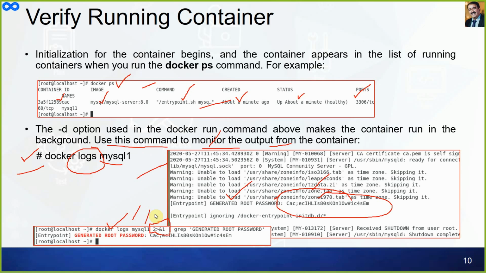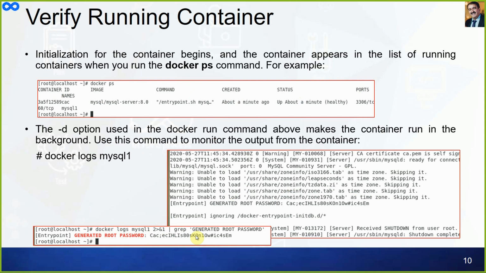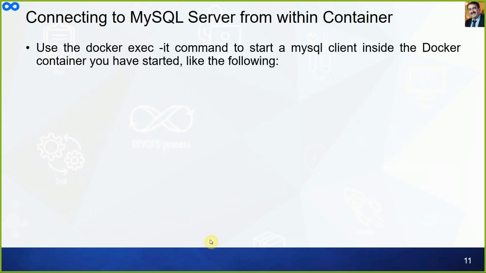So I'm redirecting errors and output both. Where? To the terminal only, because I'm not giving any file name. I'm attaching this as a pipe, and after the pipe symbol I'm using the grep command, "generated root password". So this gives me the generated root password in one line. It will grab that password and it will help me to get the password of my MySQL server.